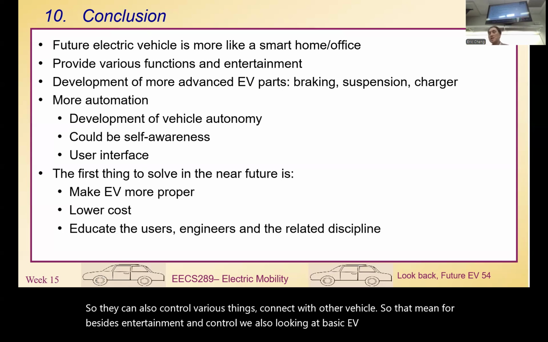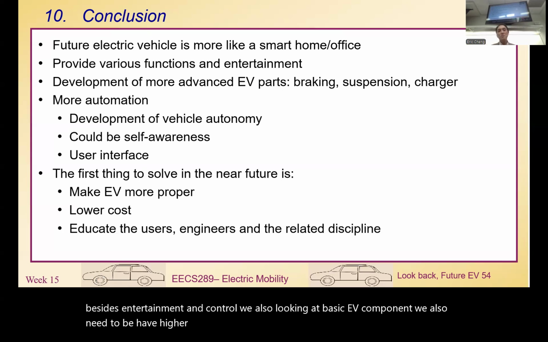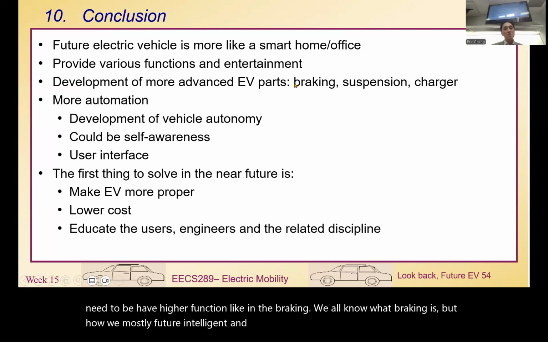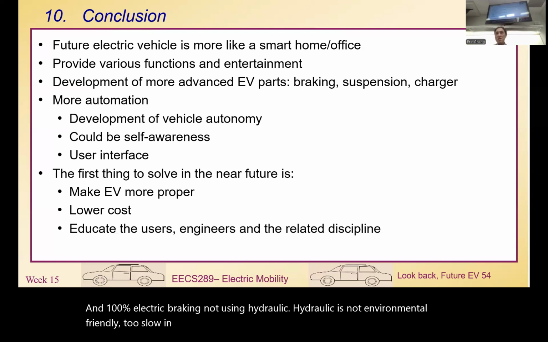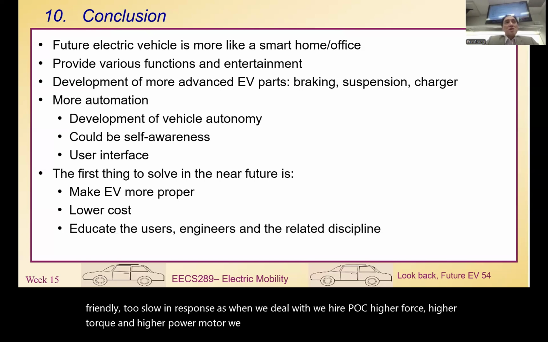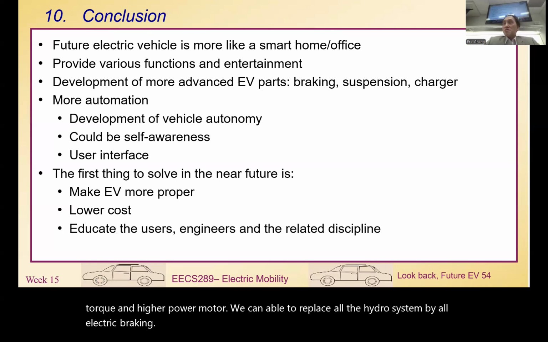We also need to have higher functions, like in the braking. We all know what braking is, but what's the future intelligence in the braking? For instance, an anti-lock braking system in 100% electric braking, not using hydraulic. Hydraulic is not environmentally friendly and too slow in response. When we develop higher force, higher torque, and higher power motors, we are able to replace all the hydraulic systems with all-electric braking. And also suspension, right?